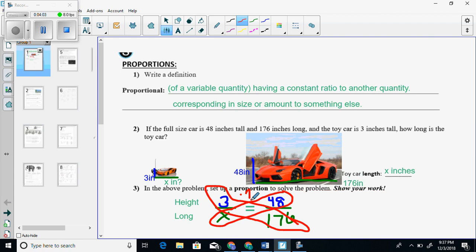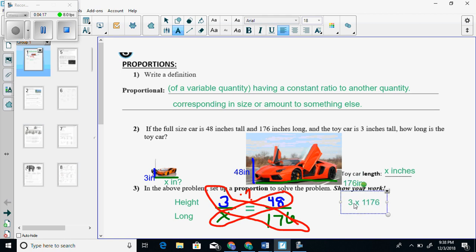So I'm going to focus on cross multiplying in this video. So when you cross multiply, I'm going to have 3 times 176 equals 48 times x, okay? And I'm not going to do that sign because that confuses us. So I'm just going to do a little asterisk there as multiplying, okay? I only have certain things I can type with here.